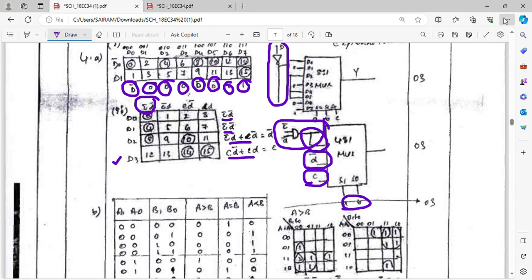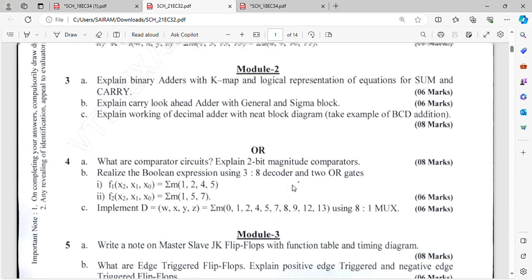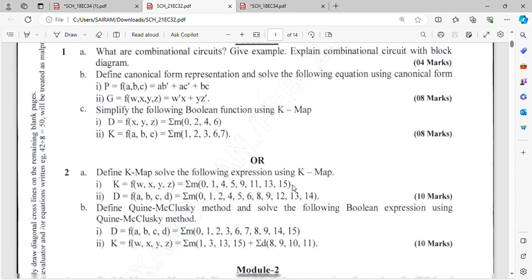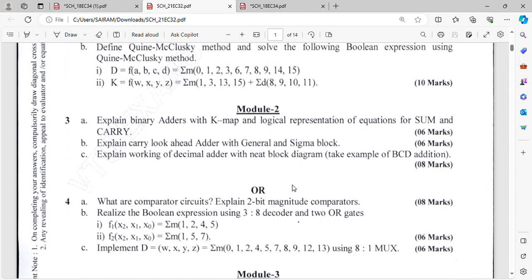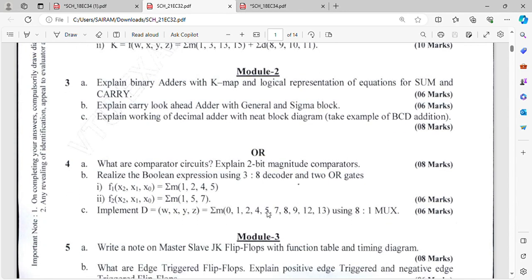Let me take another question paper. Fine, please wait. So let me take a recent question paper only. In this question paper you can see that, so let's see this particular question now, because still there is more time.